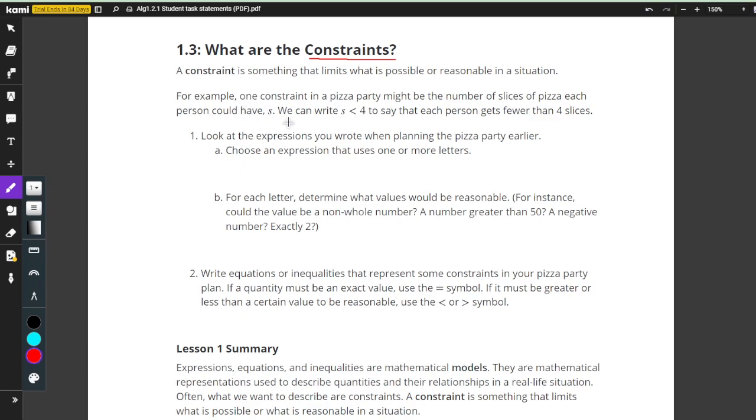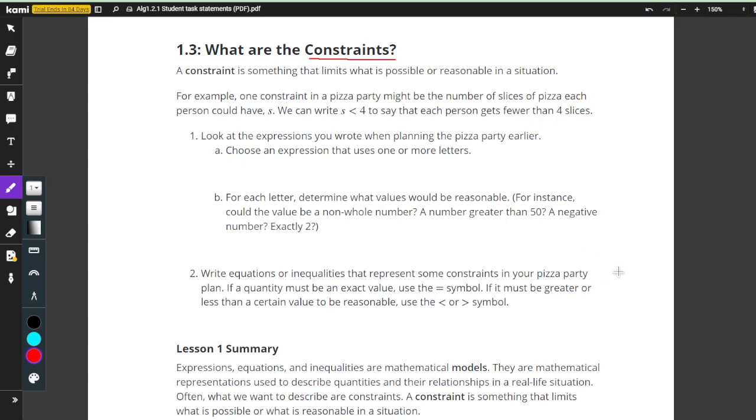For example, one constraint in a pizza party might be the number of slices of pizza each person could have. You're going to run out of money if you buy too many pizzas. So we're going to ask people to not eat more than 4 slices. So that means we're looking at S less than or equal to 4, which says that the person gets only 4 slices or less. You can have 1, you can have 2, you can have 3, you can have 4, but you can't have 5 because we're running out of pizza. So that's all you can have.